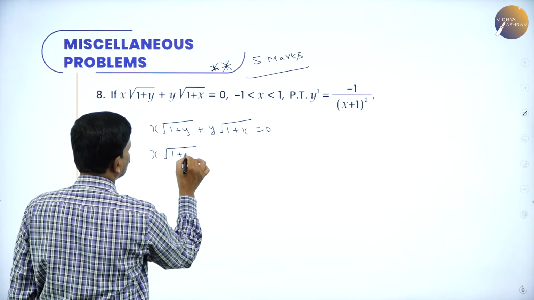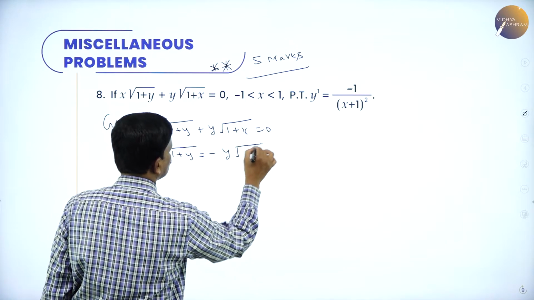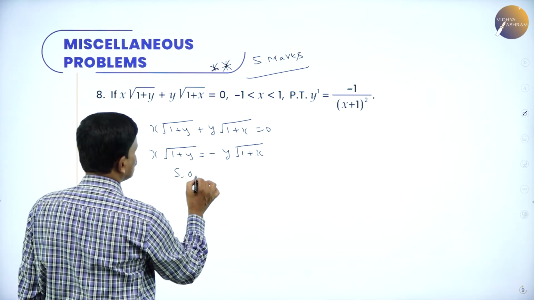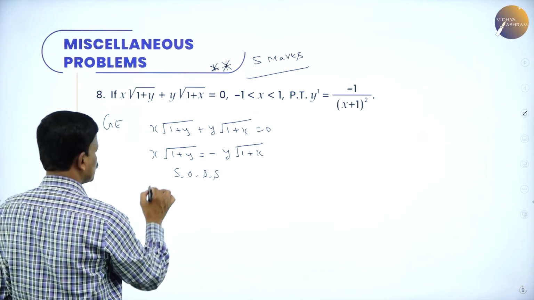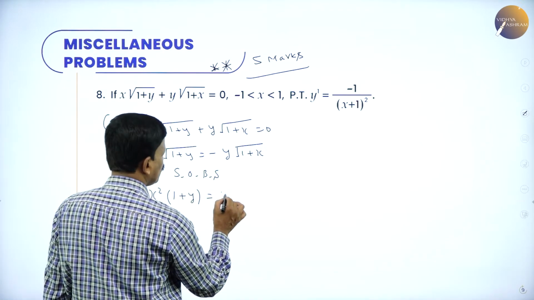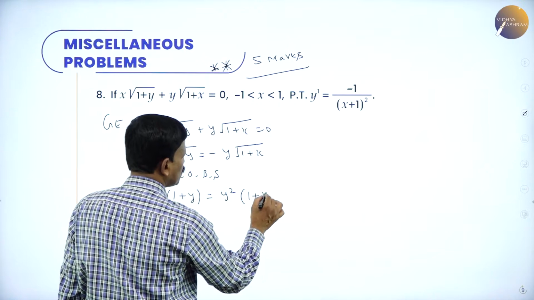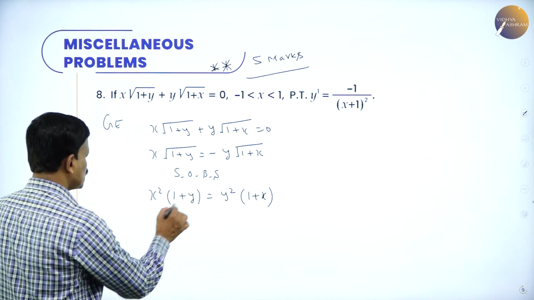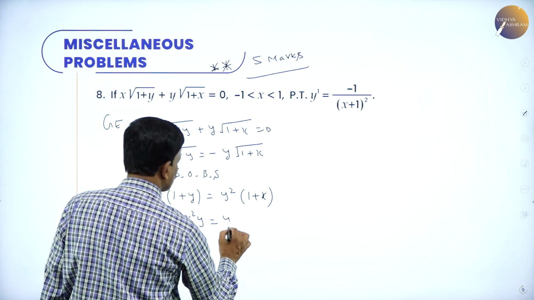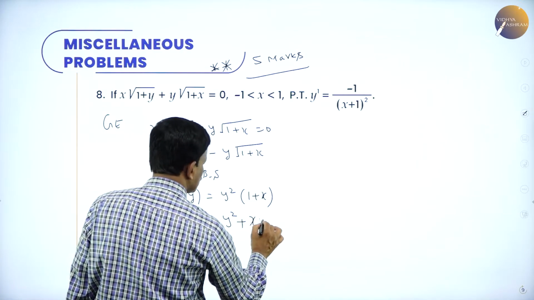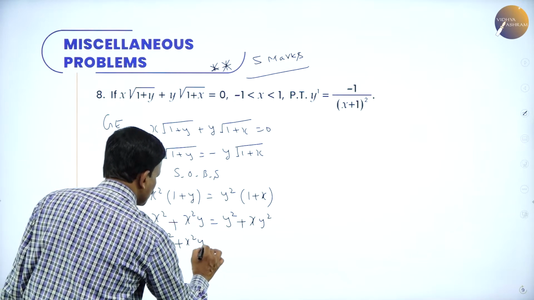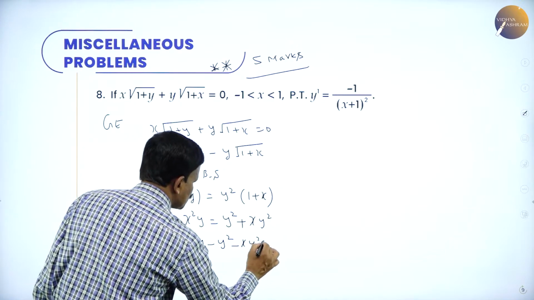Transfer this. x into root of 1 plus y is equal to minus y into root of 1 plus x. Just bring this to the right hand side, plus becomes minus. Squaring on both sides, this is x square into, the square root gets cancelled, 1 plus y. Again minus y square is plus y square. Again the square root gets cancelled, you will get 1 plus x. Further simplify this. This is x square plus x square into y is x square y. 1 into y square is y square, plus x into y square is xy square. Bring this to the left hand side. x square plus x square y minus y square minus xy square is equal to 0.